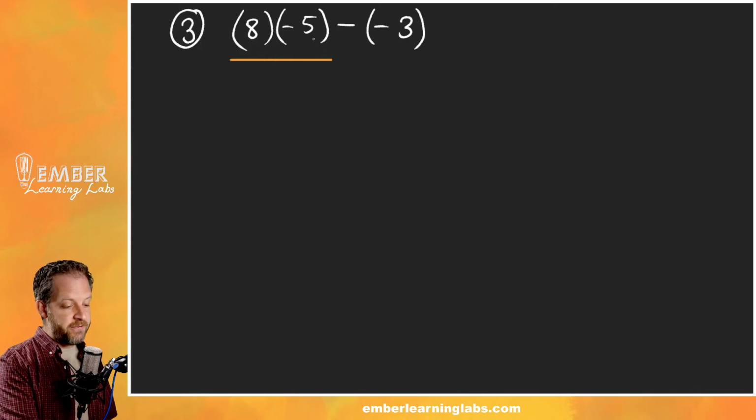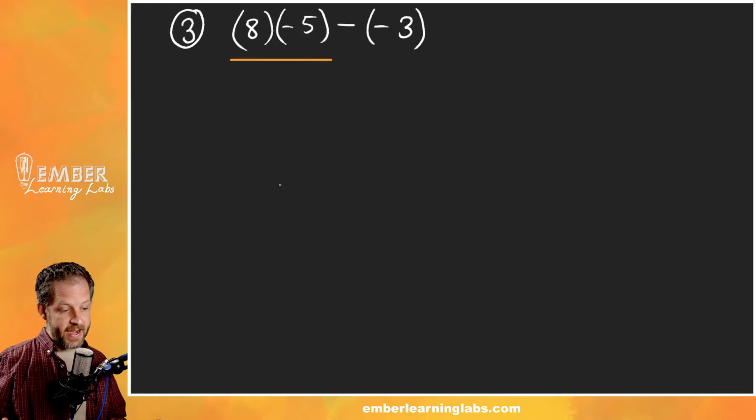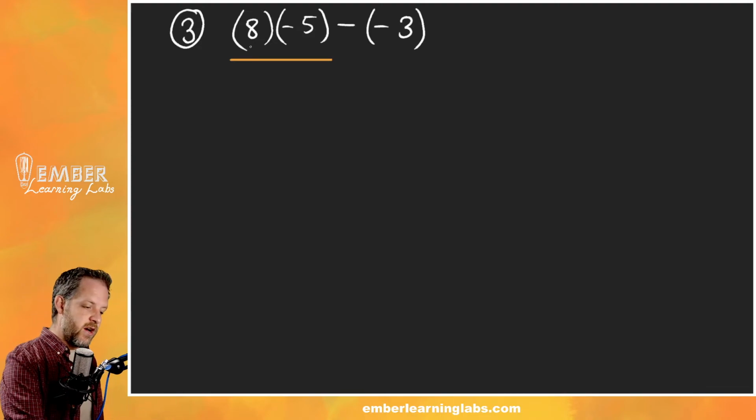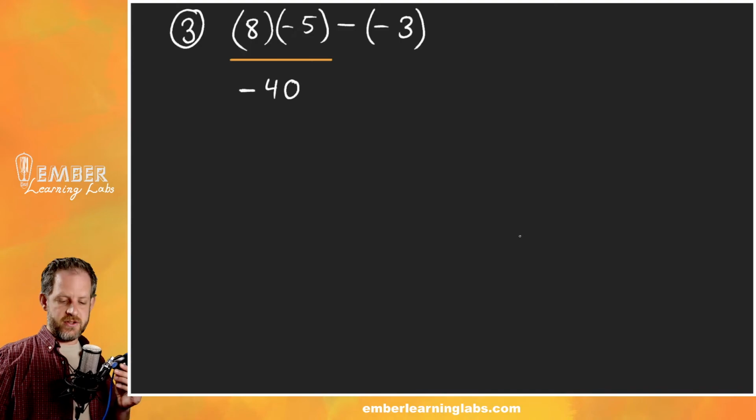8 times -5. So remember, for multiplication and division, we just multiply or divide and then deal with the sign. So 8 times 5 is 40. And then the signs are different, so our answer is -40. You got to watch those signs. You got to slow down enough. That's one of the reasons why we change colors, right?